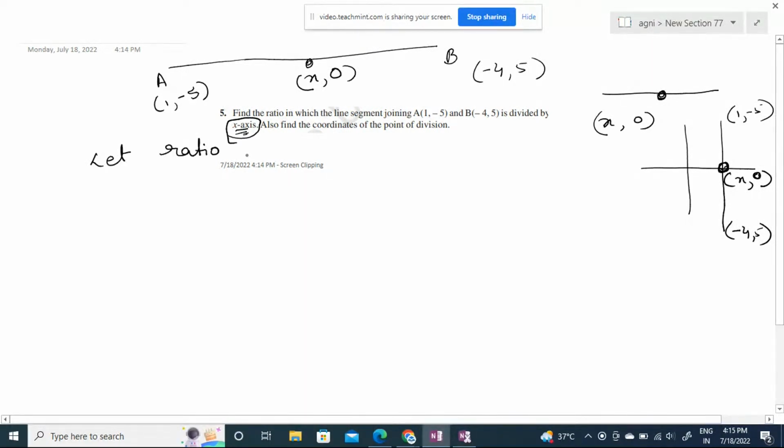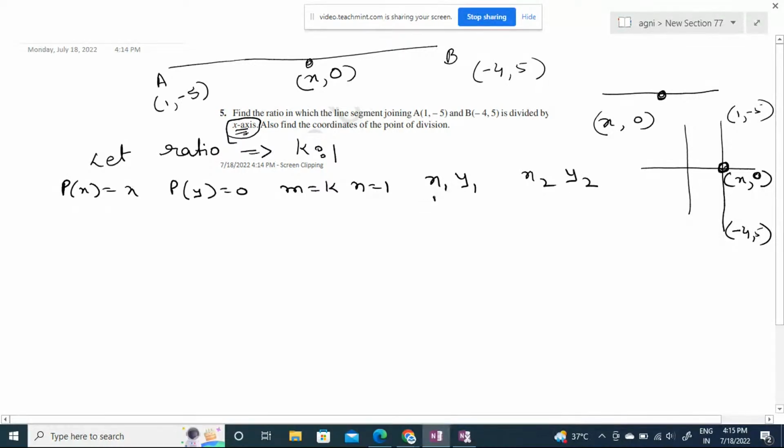So let the ratio be, I again take the same method, k is to 1. Px is equal to x, Py is equal to 0, m is k, n is 1. Now x1, y1, x2, y2: that is 1 and -5, and here it is -4 and 5.